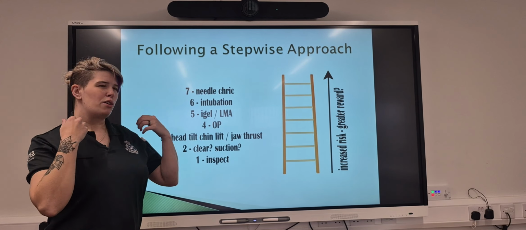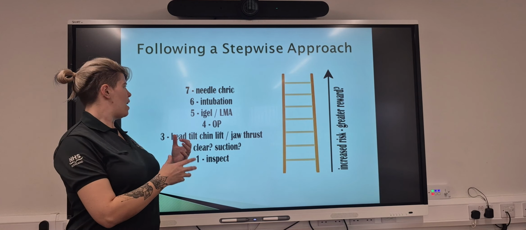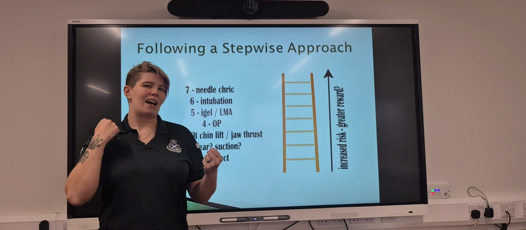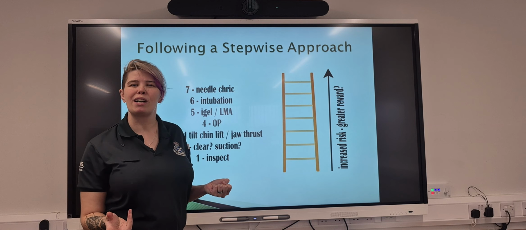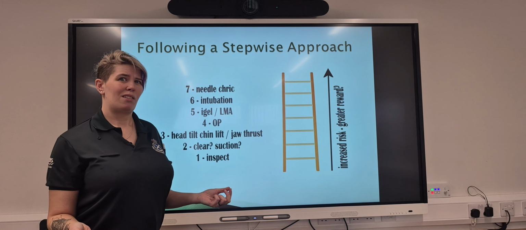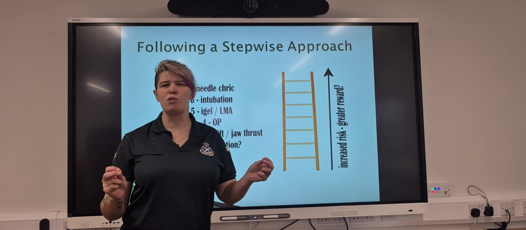Now, we can use i-gels, advanced practitioners can intubate as well, so there is an increased benefit with more advanced airway management. However, when you're intubating someone, you can intubate into the wrong place and go into the stomach, and that's a huge risk, huge risk.